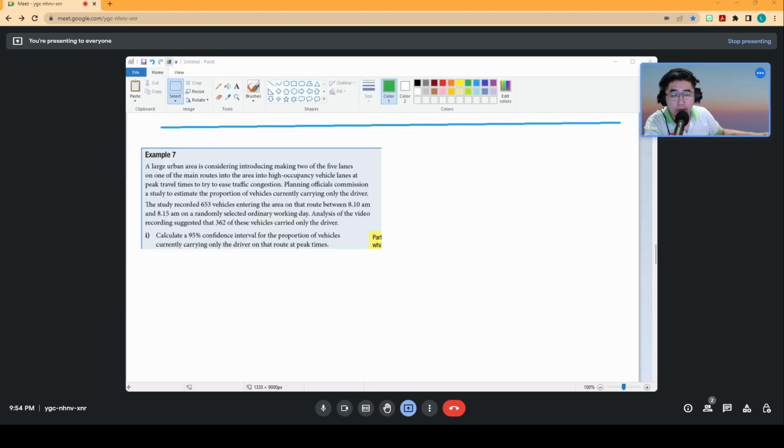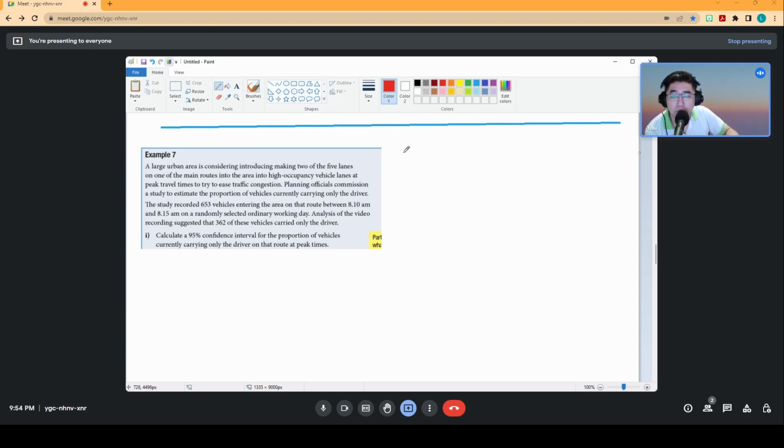Okay, let's see. A large urban area is considering making 2 of the 5 lanes on one of the main roads into high occupancy vehicle lanes at peak travel times to try to ease travel congestion. Planning officials commissioned a study to estimate the proportion of vehicles currently carrying only the driver.